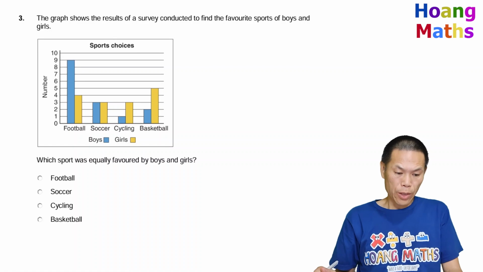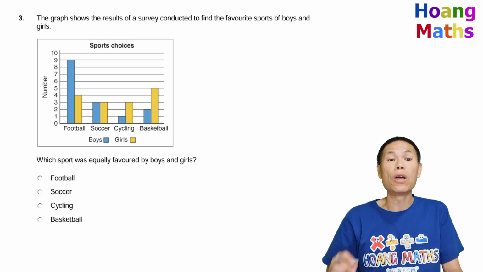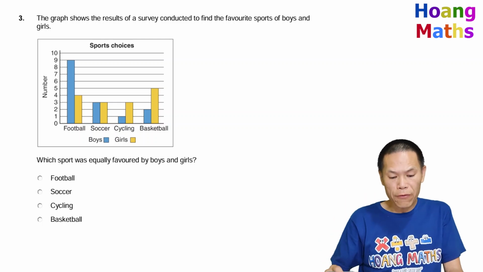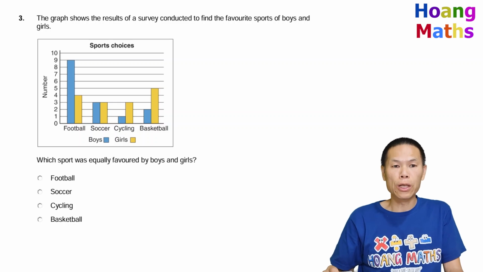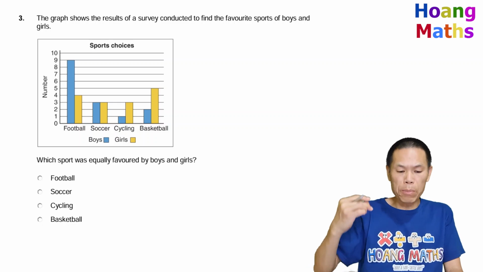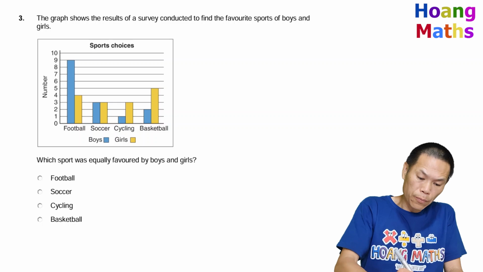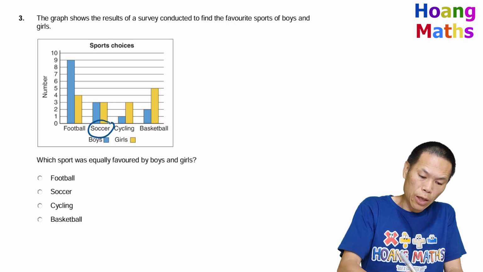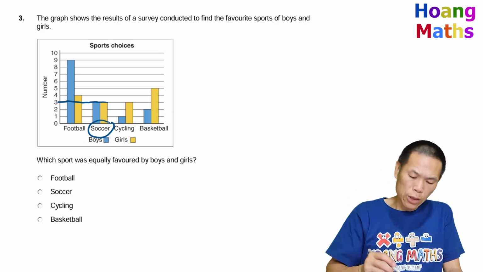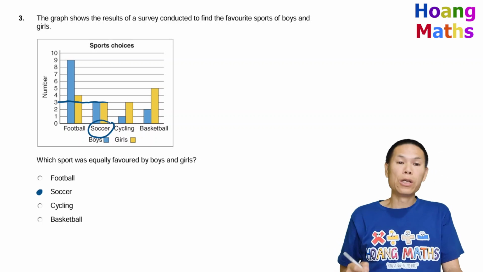Question number 3. The graph shows the results of a survey conducted to find the favorite sports of boys and girls. Which sport is equally favored by boys and girls? So which sport has the same number of boys and number of girls? Okay, so the same number of boys and number of girls is soccer here. So they're both boys and girls. Number of girls and boys are 3. Okay, so it should be soccer. So there you go. The answer is soccer.